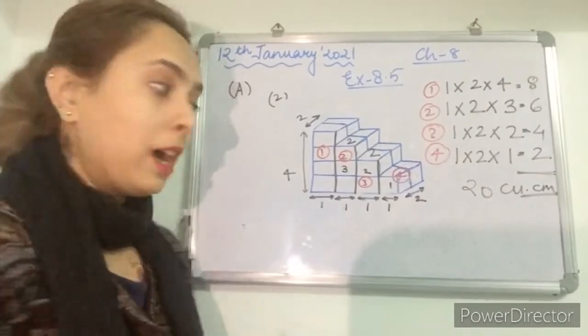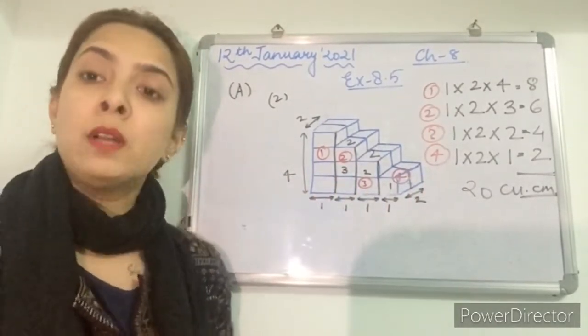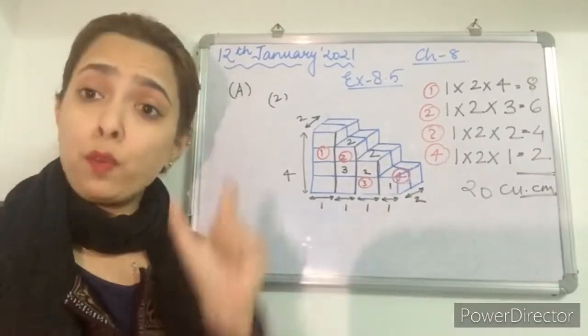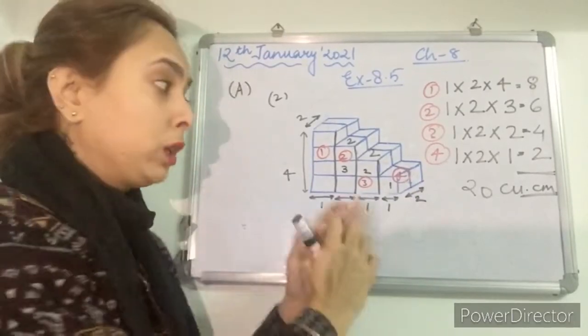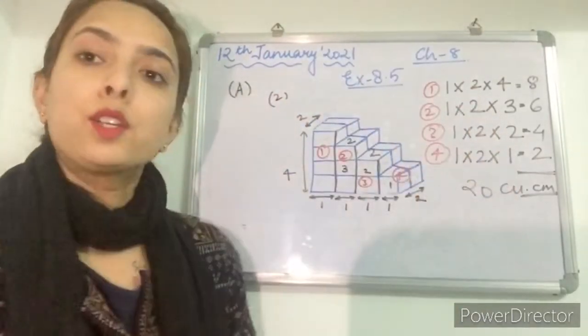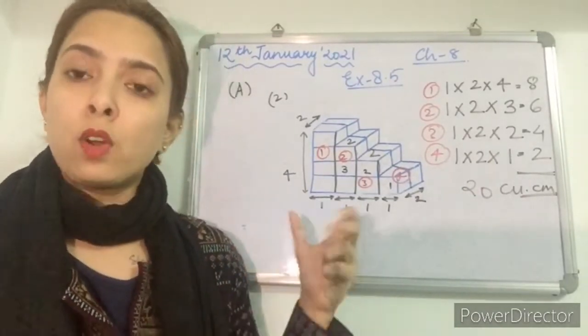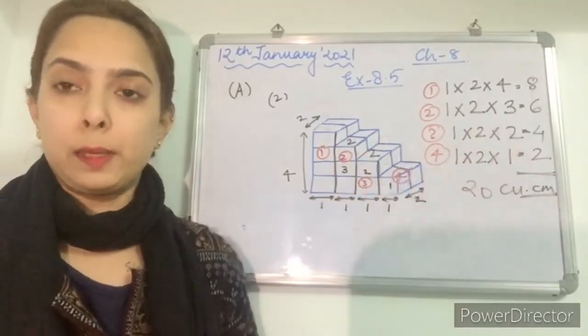What have I done? I have separated all the cuboids, and then I have found the volume of each cuboid, and I have added all the volumes to find out the volume of the entire cuboid. So in this way you can apply the method of finding volume by separating them.